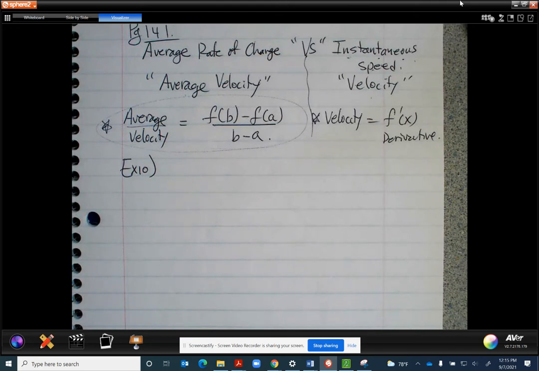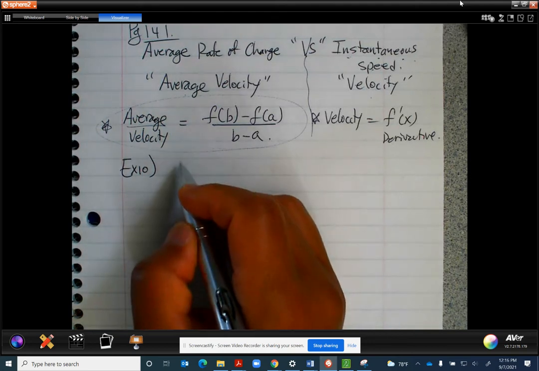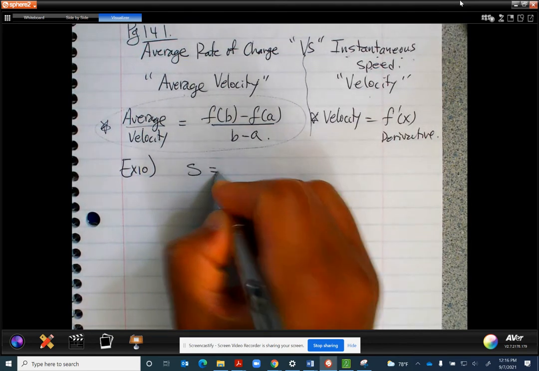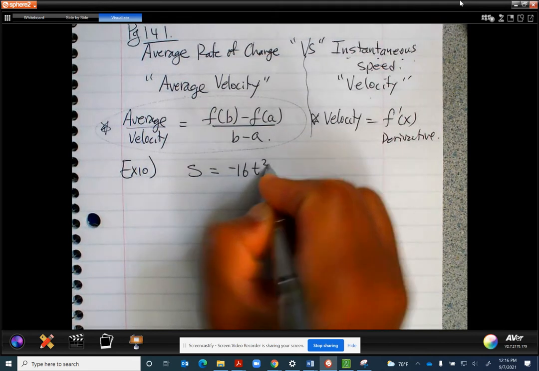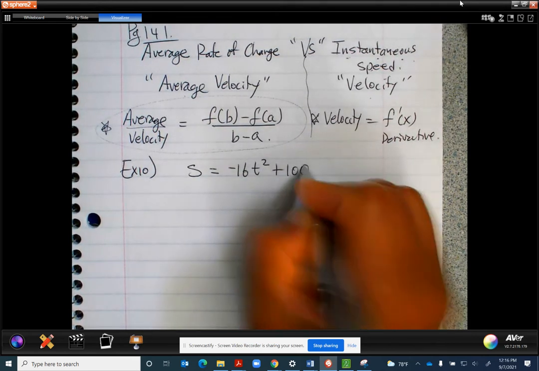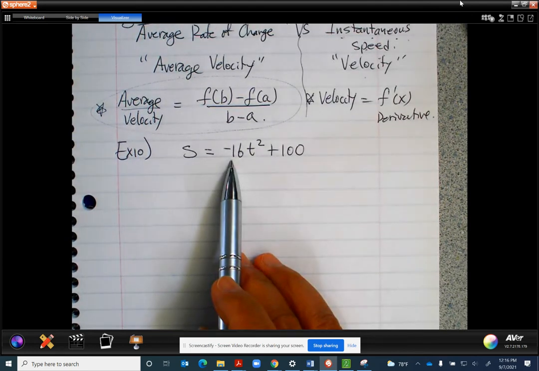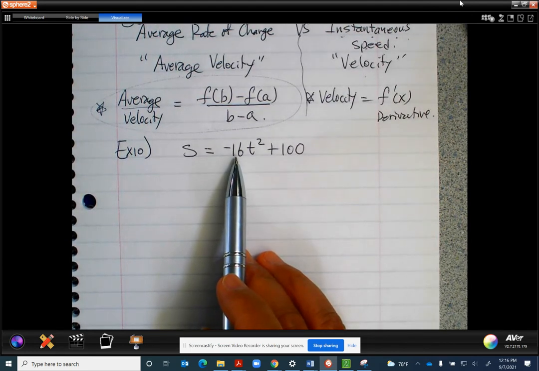All right, so basically, you have a ball. You're up at a height of 100 feet, and then we're going to drop it. And this is a function they're giving you: s is equal to negative 16t squared plus 100. Anybody understand why they have negative 16 here? If you're taking physics, you should know.